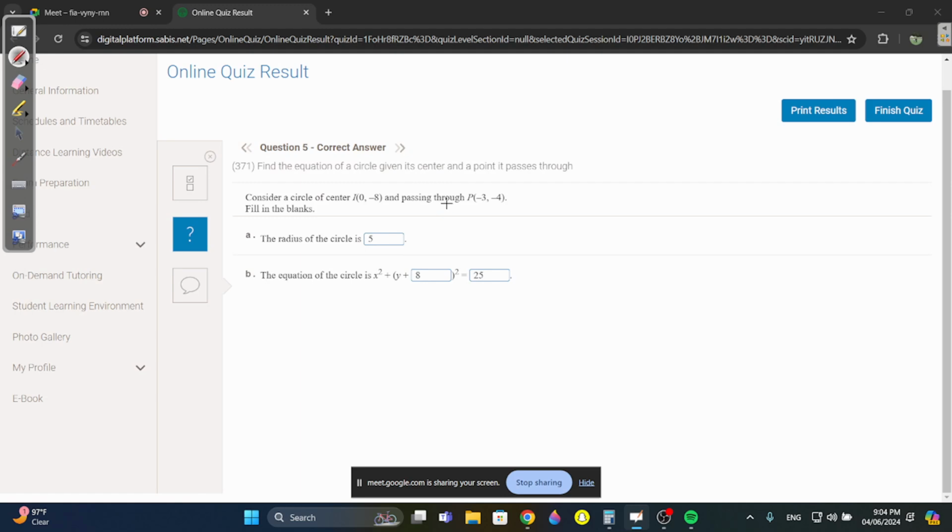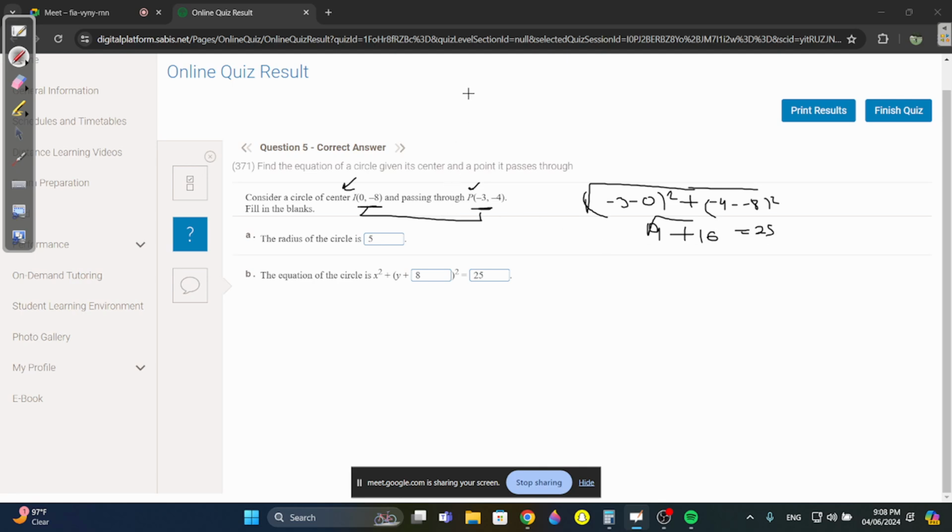Question 5. Basically, here they gave you the center and a point on the circle. To find the radius, you just find the distance. How do you find the distance? It's the radical of (x2 - x1)² + (y2 - y1)², so (-3 - 0)² + (-4 - 8)². Wait, you're going to get 9 plus 16, and this equals 25.